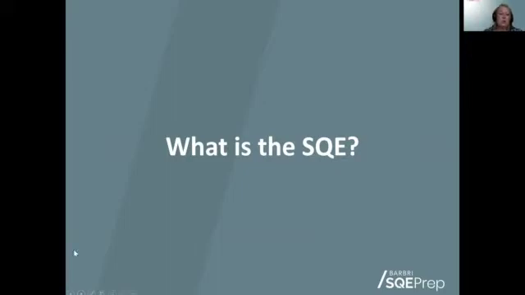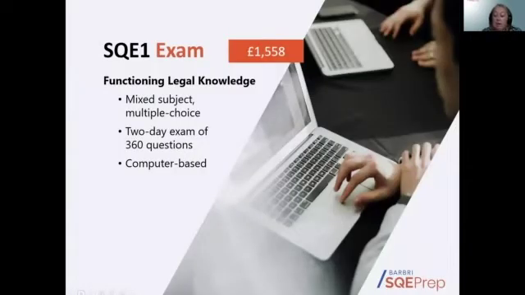So let's talk about what actually is involved in the SQE1 exam. It is a multiple choice exam. It's administered, as I said, by Kaplan, and the fees for the exam will be £1,558. So if you go to a provider to have a prep course for the SQE1 exam, you will have to pay those exam fees separately because they are paid to this examining body, to Kaplan. And the SQE1 exam assesses what's called the functioning legal knowledge, and I'll talk about what that covers in a moment. But it's a multiple choice exam.